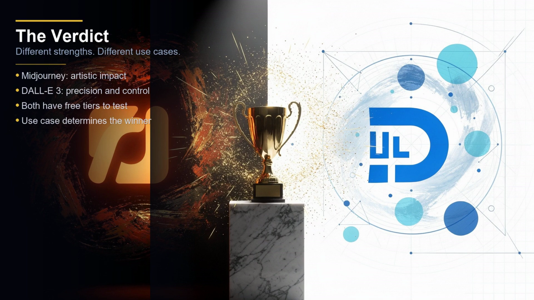I use Midjourney for creative and stylized work, anything where the image needs to make an impression on its own. I use DALL-E 3 when I have a specific brief and accuracy matters more than drama. Both are worth testing before you commit. Midjourney has a free trial through their website. DALL-E 3 is available on the free ChatGPT plan with daily limits. If you are already a ChatGPT user, try DALL-E 3 first. If you are starting fresh and purely care about output quality, Midjourney is worth the subscription.